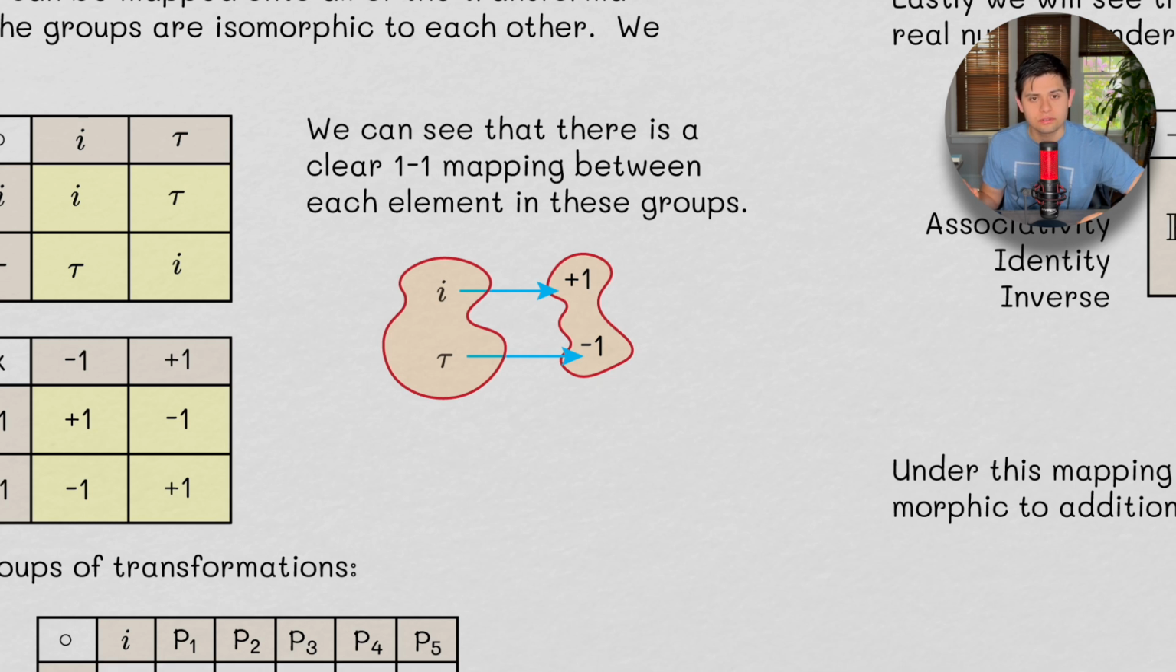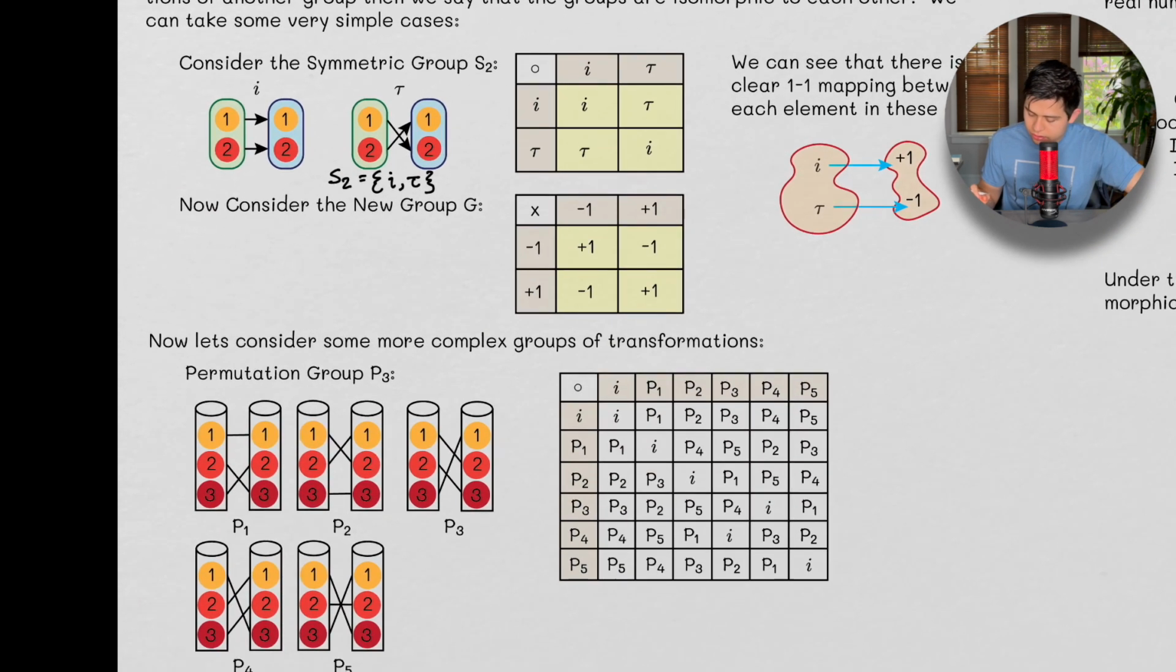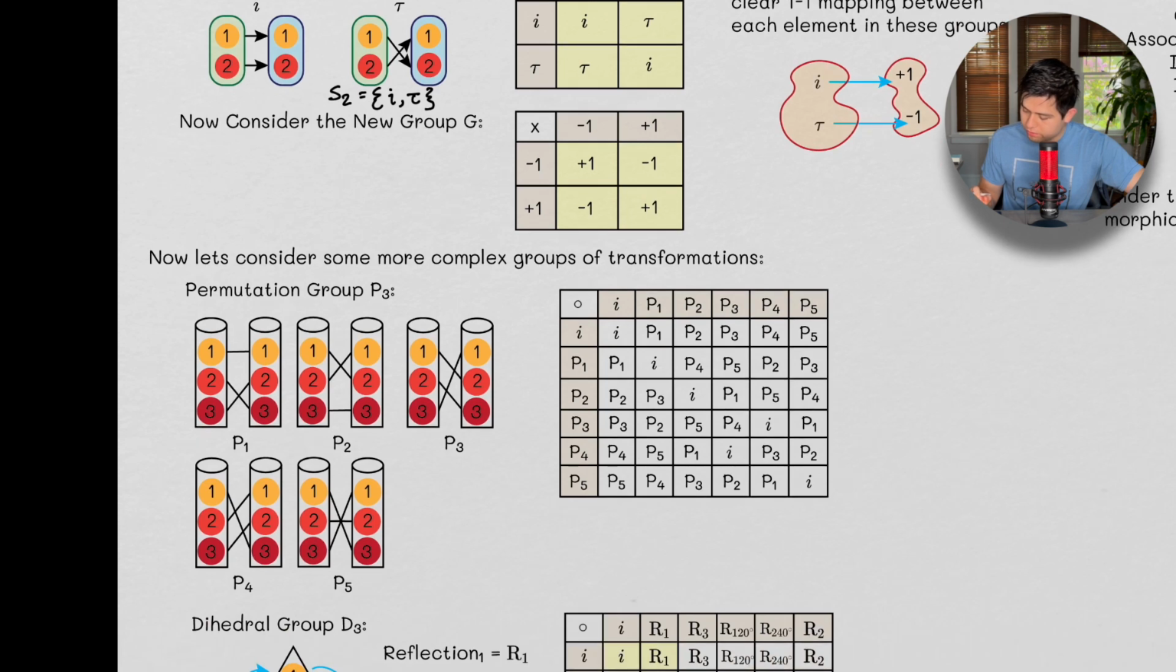Oftentimes when you're watching videos on group theory, you'll see these weird arbitrary spaces that people draw out to show that these groups sort of inhabit a space, if you will. I personally don't really like this way of showing things, but I'm showing it to you just to help you understand anything else that you might see in other videos or other books. Okay? So let's talk about some more complex groups.